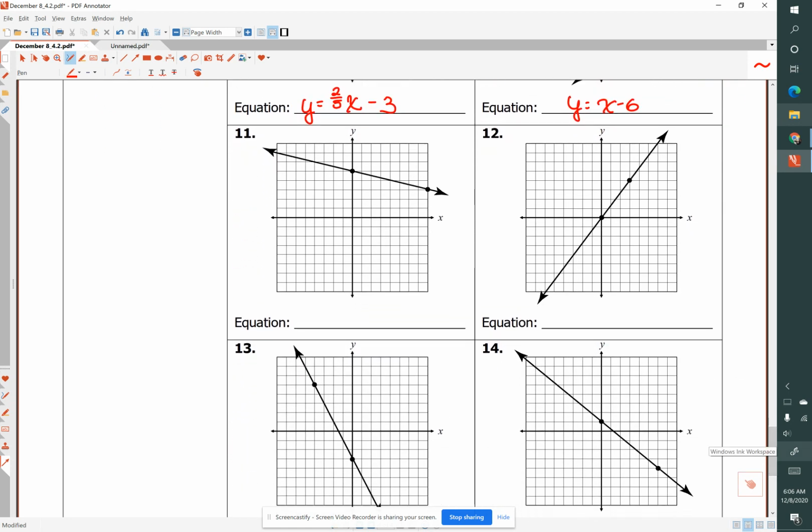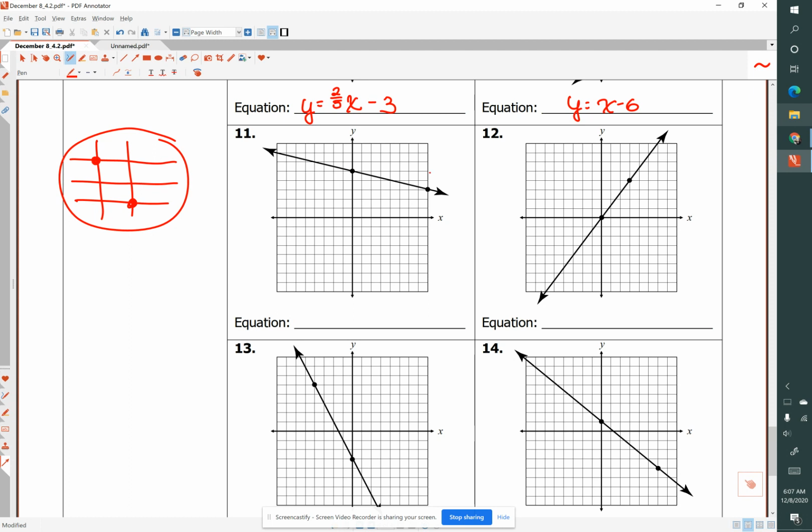Number 11. So let's look at the slope. Here are our 2 points. Now, if they don't give you 2 points, you can just identify any 2 points that lie exactly on the intersection of the grid. So you wouldn't want to find a point there. That wouldn't help you very much. But what you would want to do is find a point here and maybe another point here. You always want to look where the point lies on the intersection of the grid.